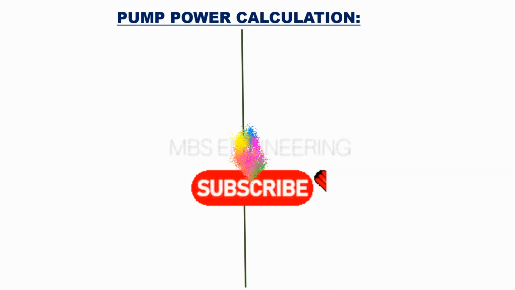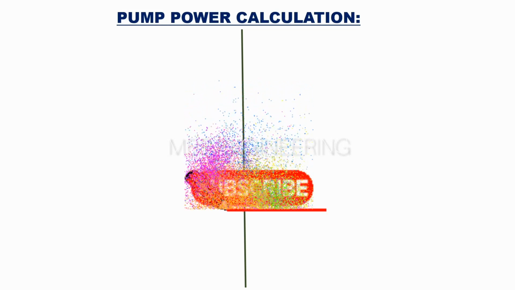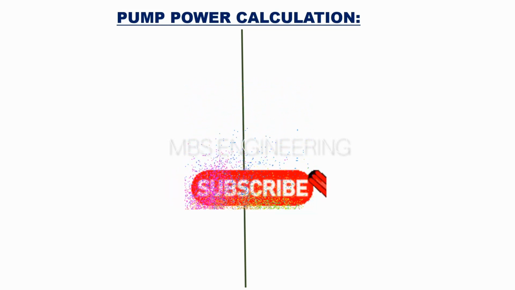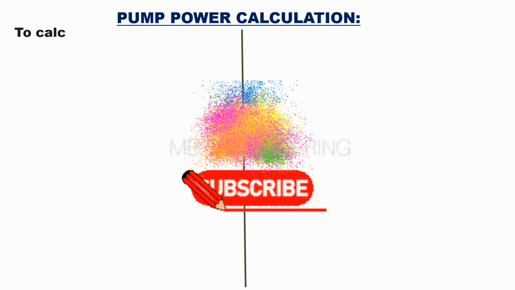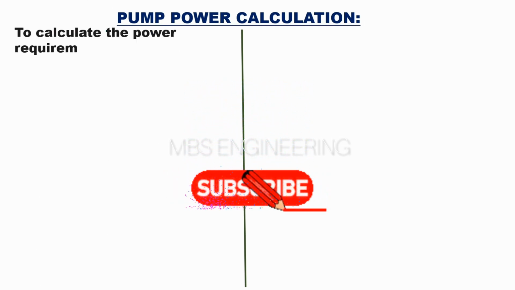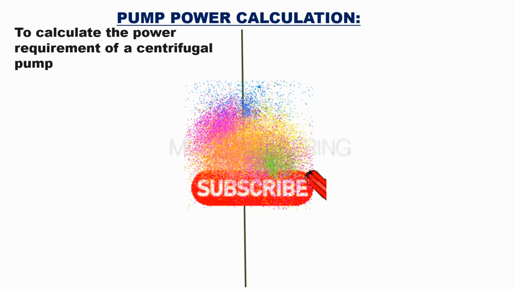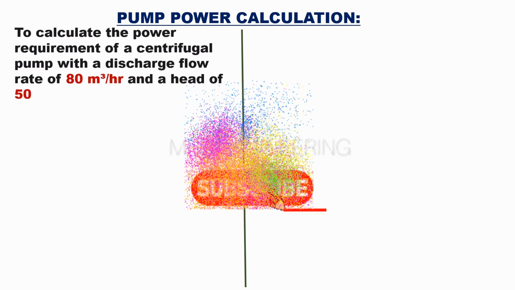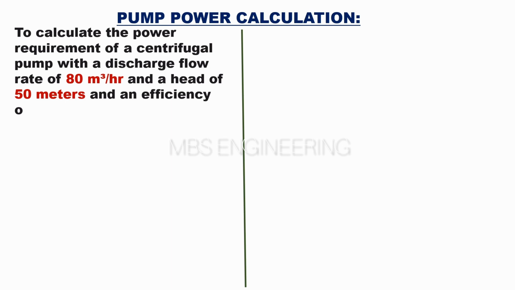Next, we will learn and calculate the pump power calculation for the centrifugal pump. We will learn a sample example to calculate the centrifugal pump power: a centrifugal pump with a discharge flow rate of 80 cubic meters per hour, a head of 50 meters, and an efficiency of the pump of 80%.